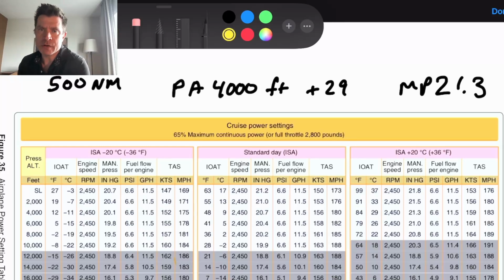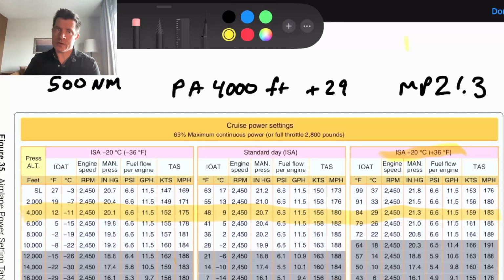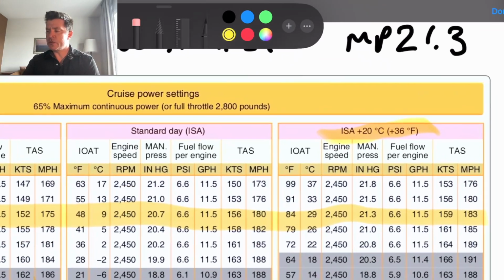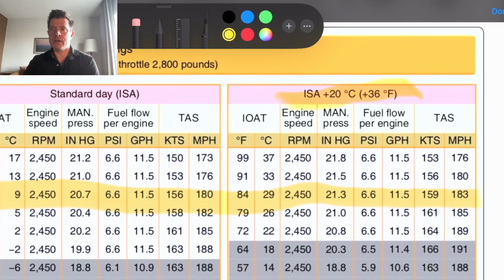I have all the information written down there because you probably weren't able to write it down quick enough. That's fine. So our first step is to find our 4,000 feet. All right, next step, choose the right chart. We are 29 degrees Celsius, so we want to use the plus 20 degrees Celsius chart. So we'll zoom in a little bit right there.